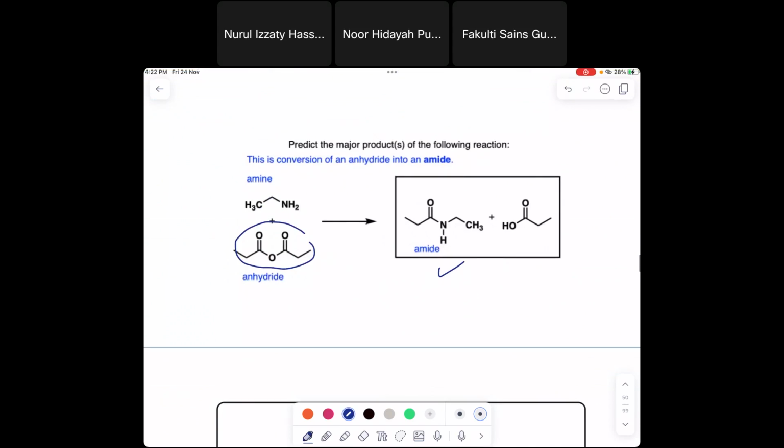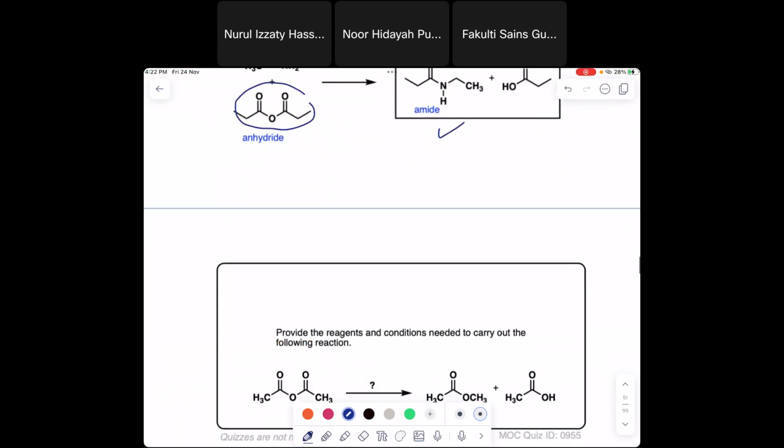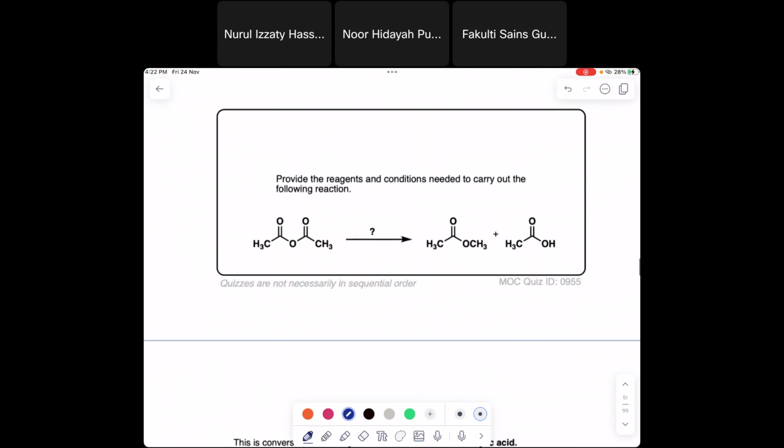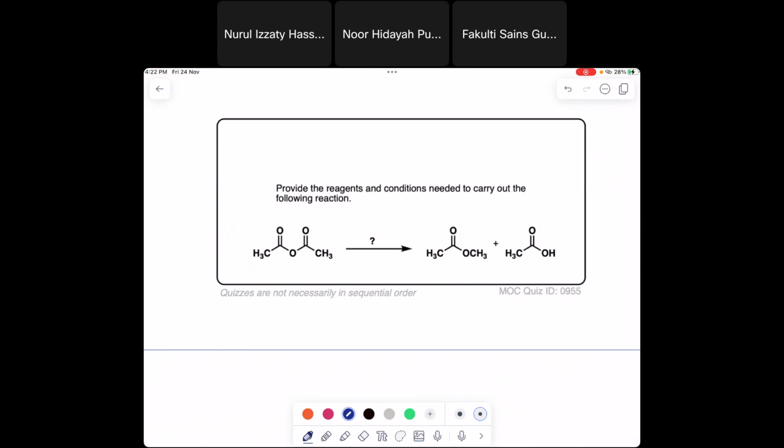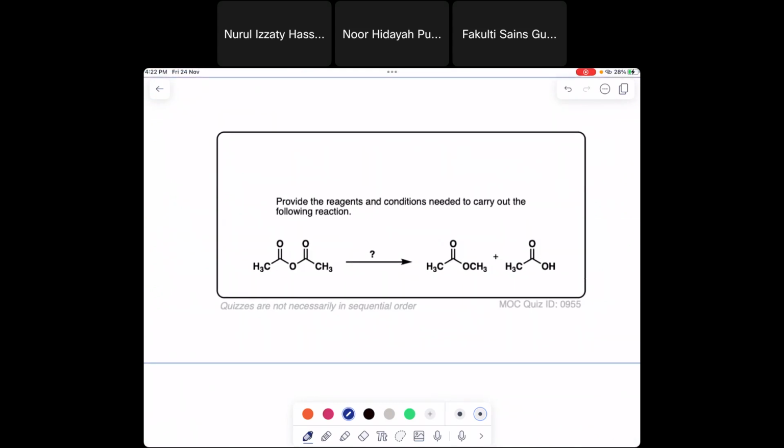Kalau selalu kita tanya produk kan, dalam list of question tak tahulah dekat UKM selalunya the first part B tu memang kita tanya semua-semua tu. And sometimes the part B tu kita tanya juga reaction and condition are needed to carry out the following reaction. So kat sini anhydride reaction, okay. Dia hasilkan ester dengan acid. Macam tadi juga, macam mana kita nak hasilkan anhydride dari ester and carboxylic acid. Macam mana cara dia?